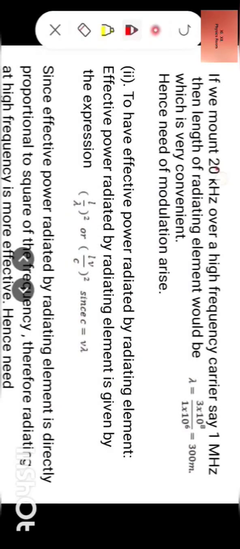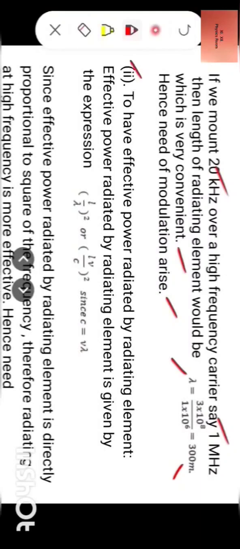If we mount 20 kilohertz over a high frequency carrier, say 1 megahertz, then length of radiating element would be lambda equal to 3 into 10 raised to power 8 meter per second divided by 1 into 10 raised to power 6 hertz, and it is equal to 300 meters, which is very convenient as compared to 15 kilometer. Hence, need of modulation arises.